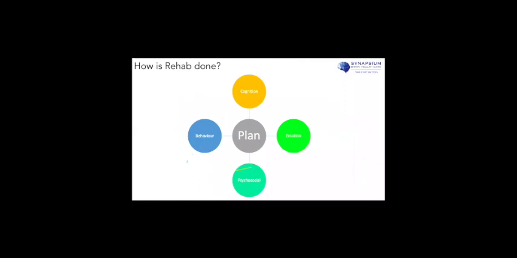So now, how is rehab actually done? How do we create this plan? A little bit of which I already told you. Getting the right kind of information about all of these different areas is very important to help take the individual in the right direction, which means that the best case scenario would be to help the individual get back to completely independent functioning.